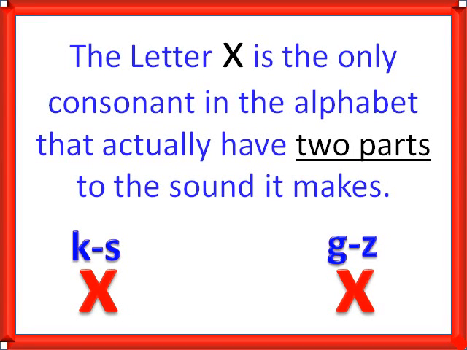The letter X is the only consonant in the alphabet that actually has two parts to the sound it makes, two different ways. The first way is with the K and the S. The K says K, the S says S. When you put them together, it makes the sound Ks, Ks, Ks.